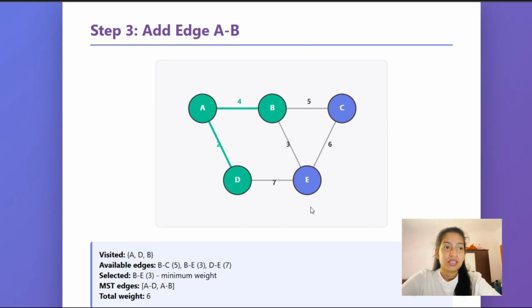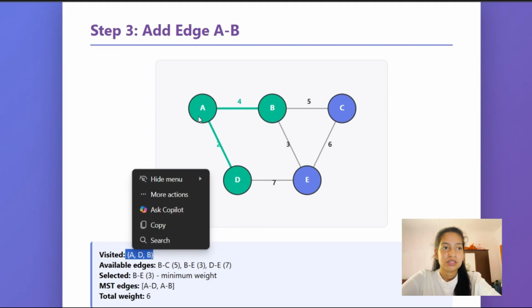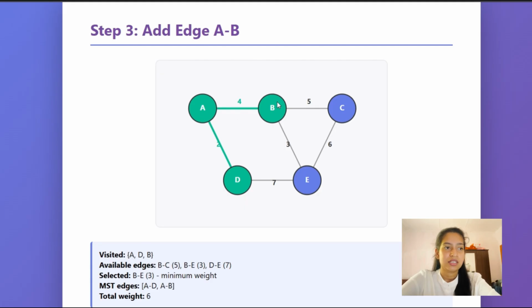Step 3, we add edge A to B to our minimum spanning tree. Now vertices A, D, and B are in our tree. That's shown in green. Let's look at what edges we can now explore. Our visited vertices are A, D, and B.